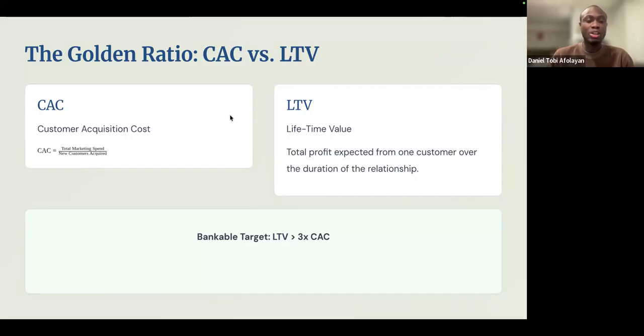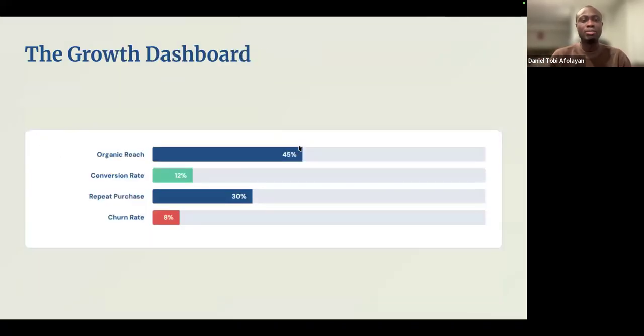So after you have calculated your CAC, you have to now calculate your lifetime value, which I've said is understanding total revenue divided by the number of transactions times the purchase frequency, right? That's how you get your lifetime value. Now, the bankable target is understanding that the lifetime value has to be greater than 3 times the CAC. That's the lowest it should be. So it can be 5 times, it can be 10 times your cost of customer acquisition. Without that, you are not balanced in marketing.